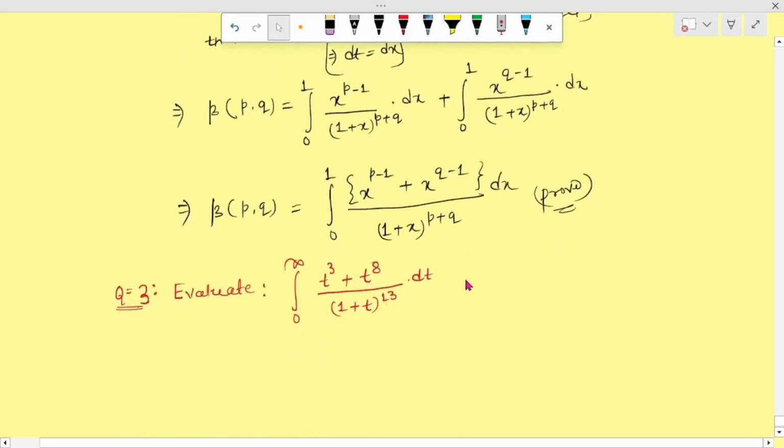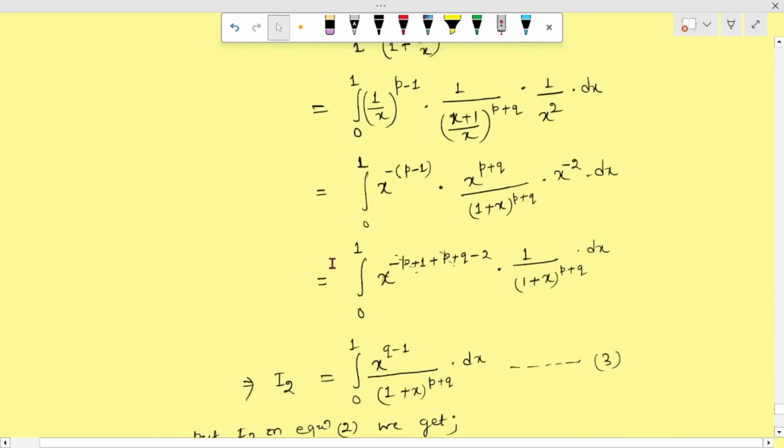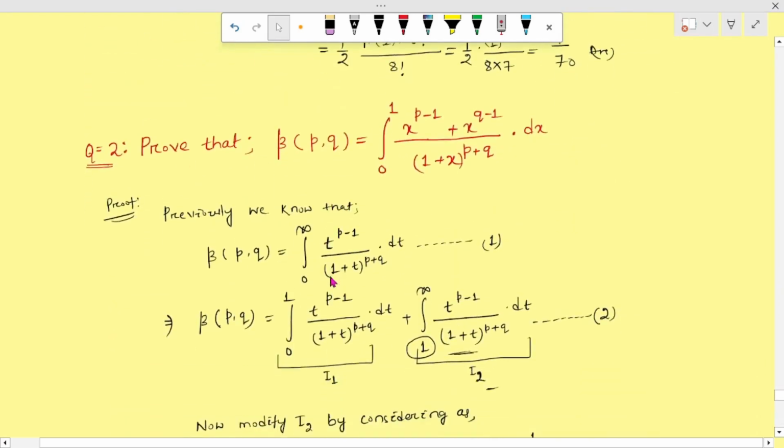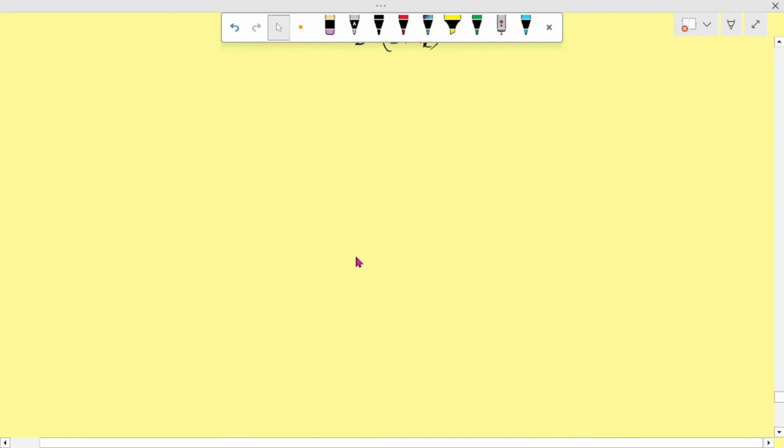Question number 3 is: evaluate this integral, 0 to infinity t to the power 3 plus t to the power 8 by 1 plus t to the power 13 dt. This integral can be evaluated by using the first form of the beta function we have discussed, that is beta pq equal to 0 to infinity t to the power p minus 1 by 1 plus t to the power p plus q dt. Okay, how, you just watch.